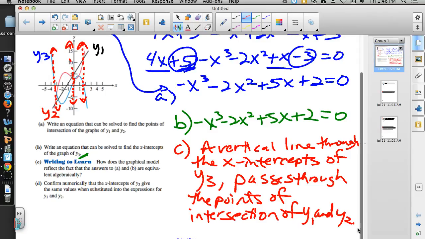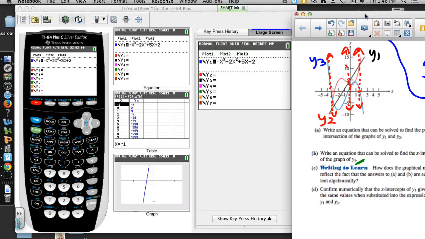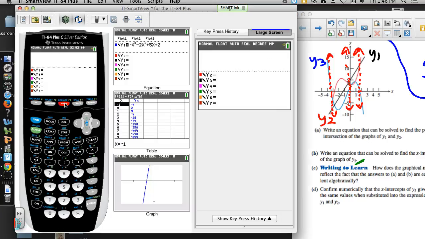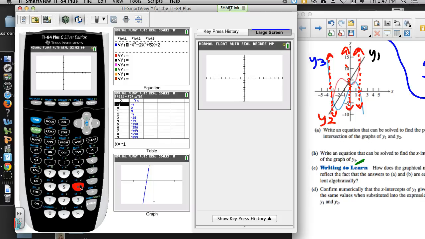They line up. So D says, confirm numerically that the x-intercepts of the third, y sub 3, the third equation we find up there, give the same values when substituted in the expressions for y sub 1 and y sub 2. So what that means is, because they lined up vertically, their vertical coordinate, which of course is y, should be the same. So I have this graph in there in the calculator already just to save some time since the calculator really slows down the process. And I'm just going to hit zoom 6 and we'll see what we can get from this graph. And it happens that's a pretty doggone good look to figure out what those x-intercepts are.